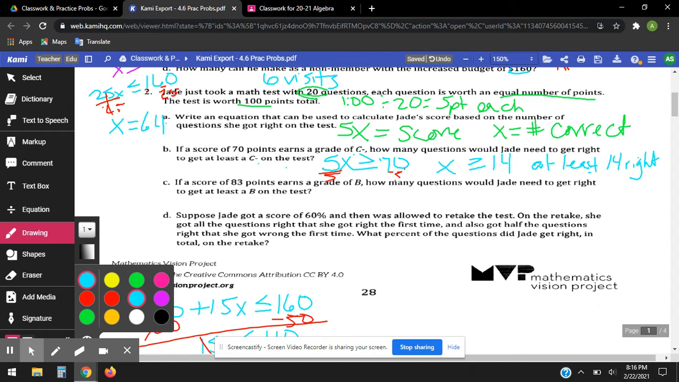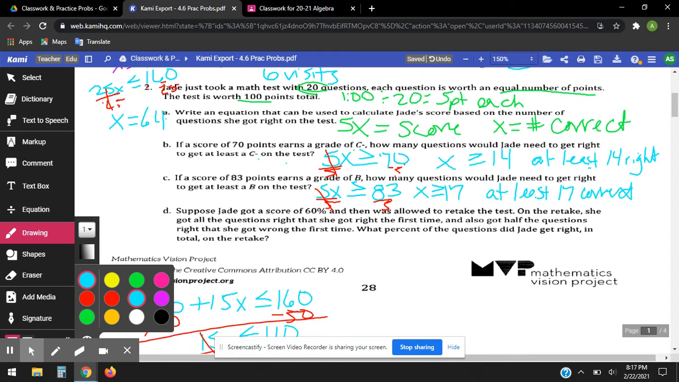Okay, you want to score 83 points to earn a grade of B. Now what does she have to do to get a B? Well, same thing, 5X greater than or equal to, this time 83. So if we divide both sides by 5, X has to be greater than or equal to, in this case, 17. So at least 17 correct.